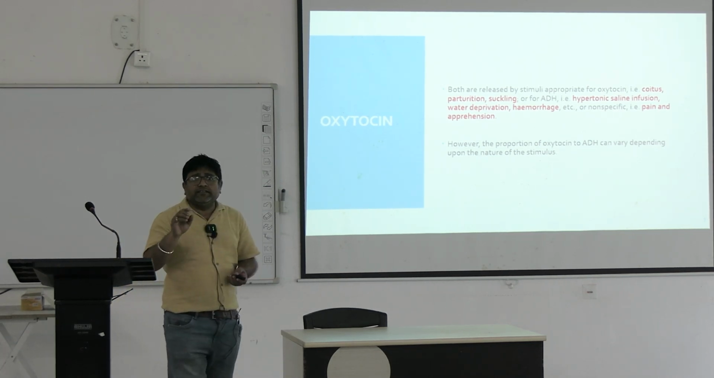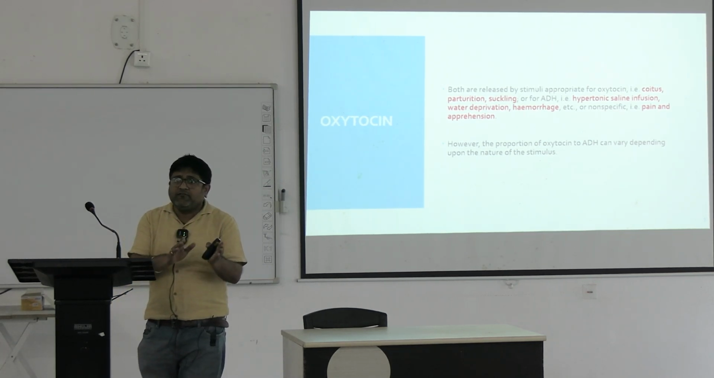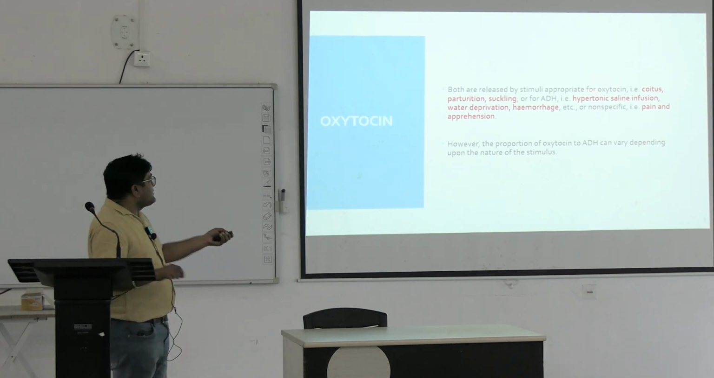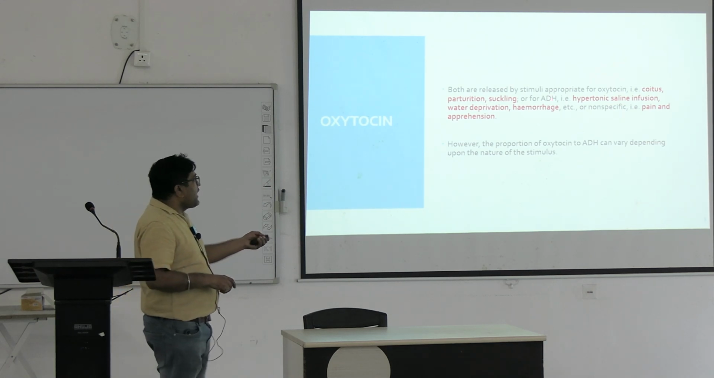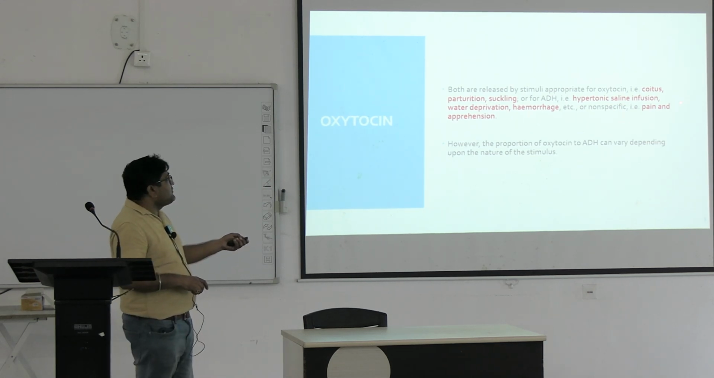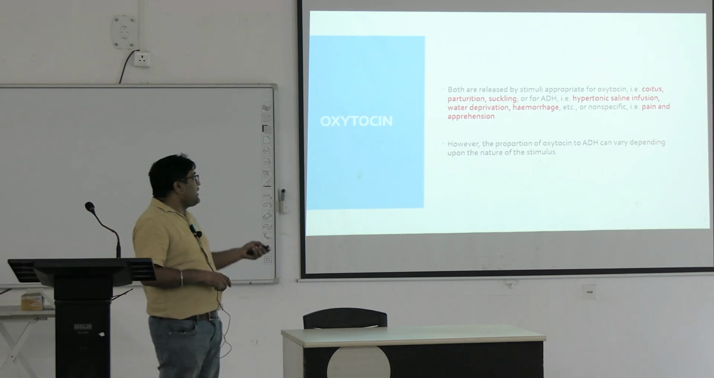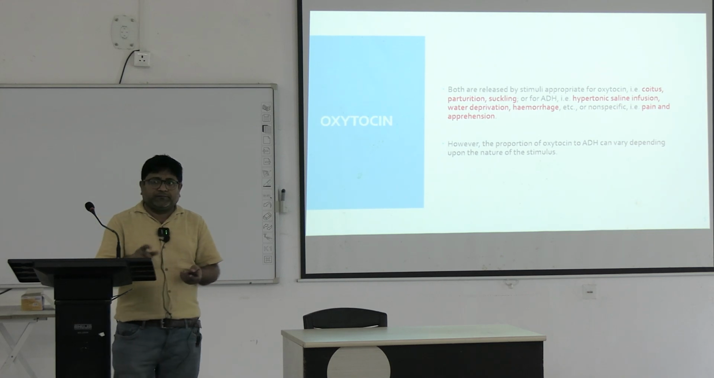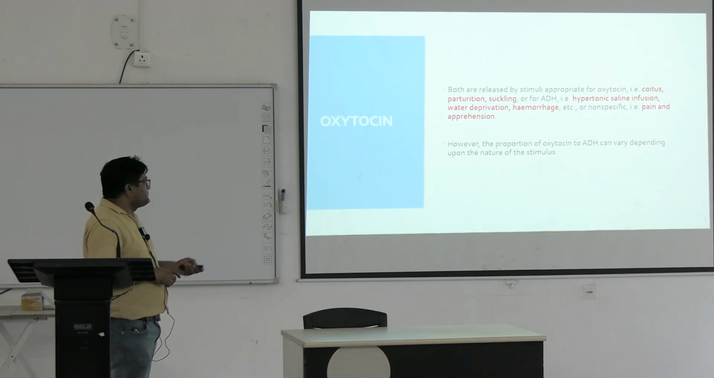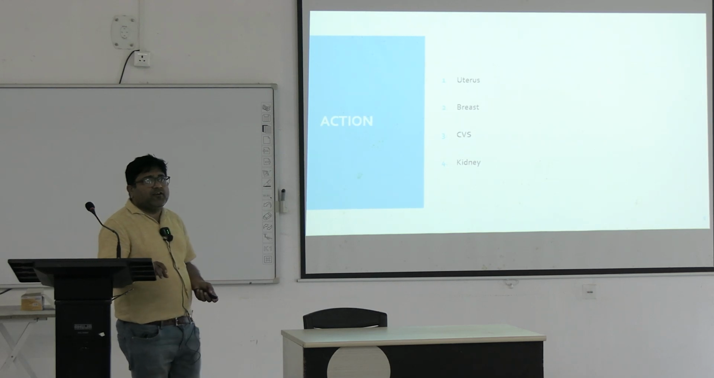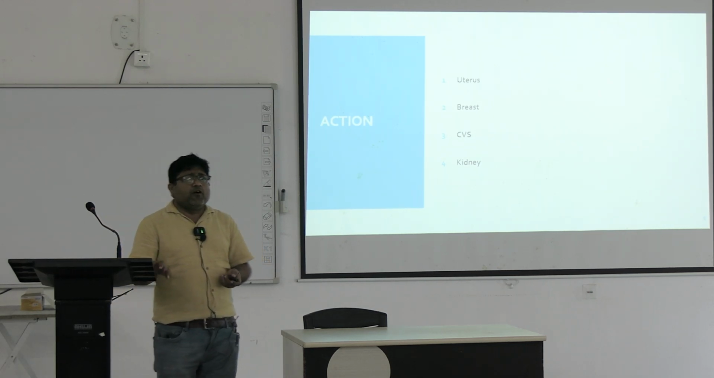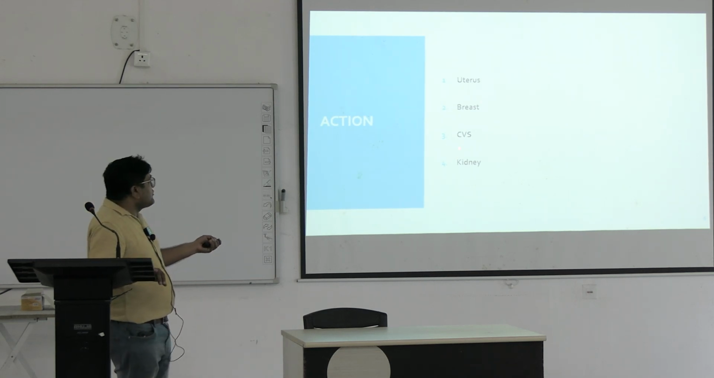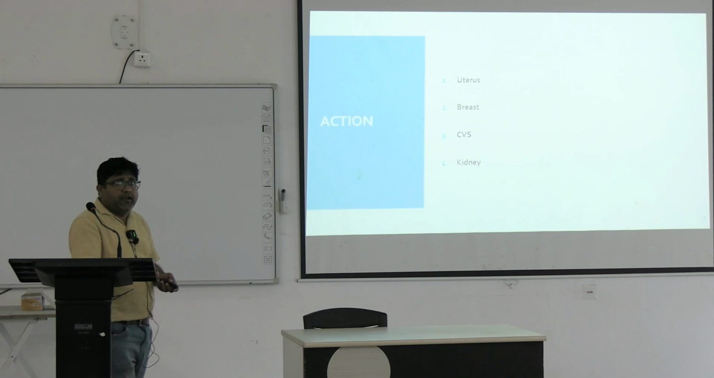Now there are certain stimuli that stimulate release of the hormone from the posterior pituitary. For oxytocin, they are coitus, parturition and suckling. For antidiuretic hormone, they are hypertonic saline infusion, water deprivation and hemorrhage. Some non-specific stimuli that stimulate release of both are pain and apprehension. Now coming to the actions of oxytocin on different organs: primarily on the uterus and the breast, and it also acts on the cardiovascular system and the kidney.